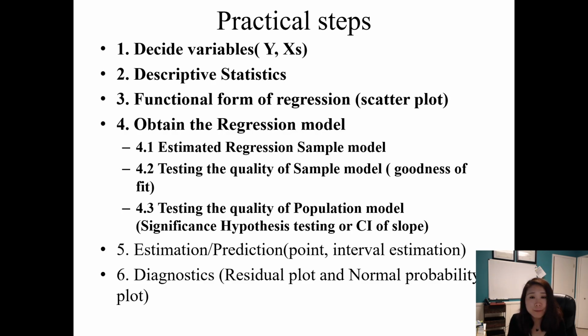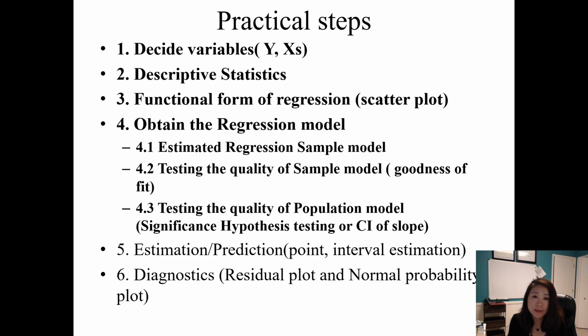So what we're going to focus on in chapter 14 is step number 4, obtain the regression model. In part A, we're going to focus on 4.1, 4.2, and 4.3. The ultimate goal of step number 4 is to allow us to obtain a good sample model that I can use to predict the population.